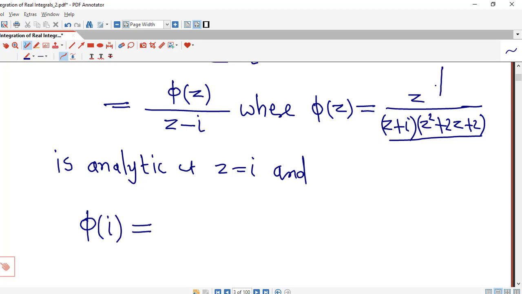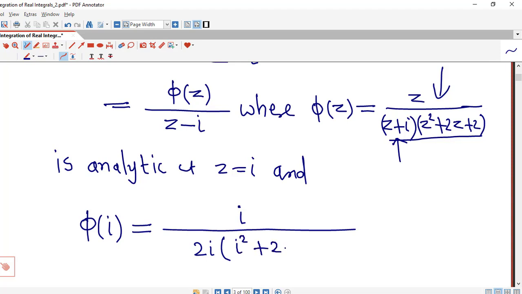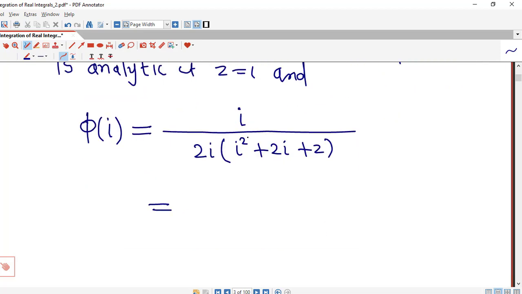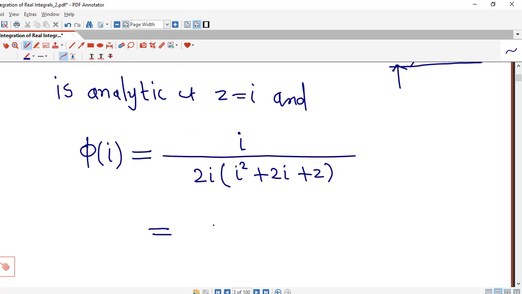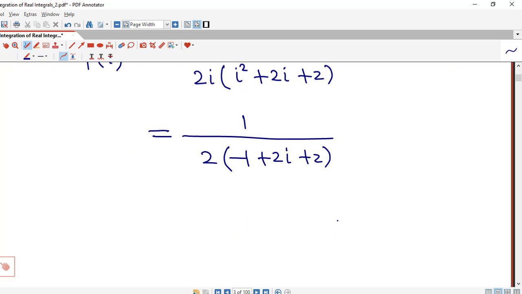And we have to check what is the value of phi at z equal to i. So for that we put z equal to i in phi of z. So here we write i, here z equal to i. So z plus i, that is i plus i, will become 2i, then z square, i square, 2z, that is 2i, plus 2. So here i will cancel out and we have 1 divided by 2 times (i square is minus 1) plus 2i plus 2. So this again can be rewritten as 2 minus 1, that is 1 plus 2i.